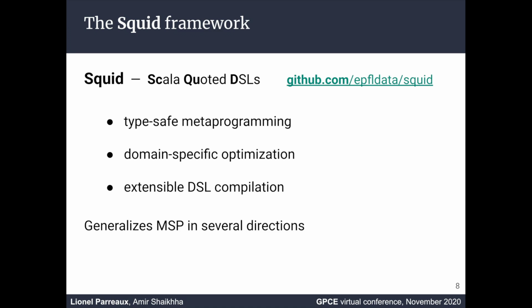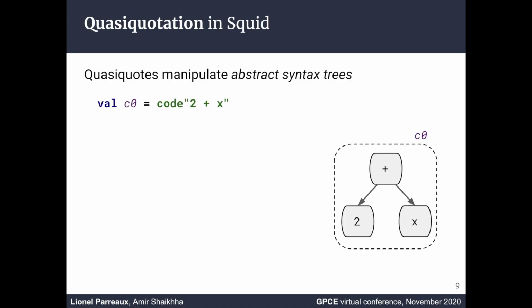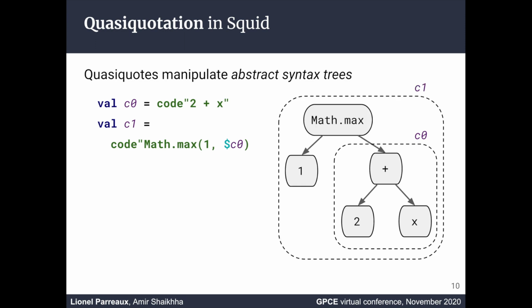Squid generalizes the multi-stage programming discipline in several directions, such as supporting pattern matching on program fragments. This presentation is about how Squid generalizes MSP by supporting the manipulation of class definitions. One of the main mechanisms of Squid is quasiquotation, whereby one can construct program fragments internally represented as abstract syntax trees. One can compose these program fragments together programmatically by using the $ sign, which allows us to escape quotations and insert existing program fragments inside bigger program fragments.